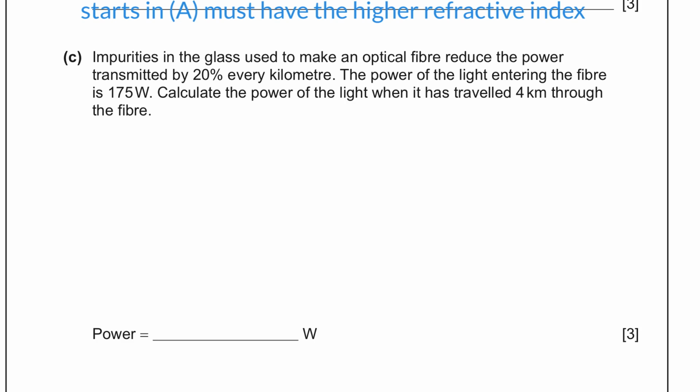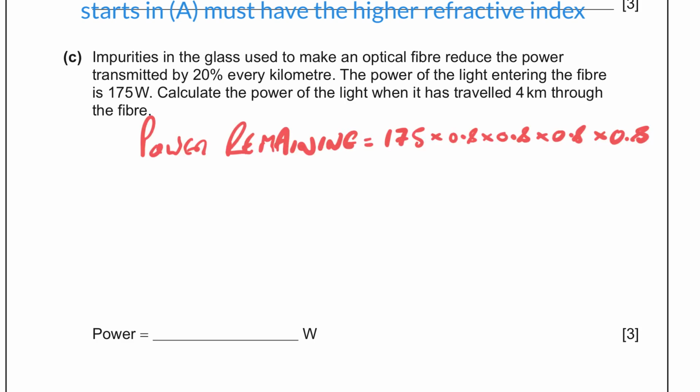So 20% lost is like 80% remaining. So for each kilometre, you're going to have a factor of 0.8 remaining each time, and it's probably easier to do it that way rather than subtracting 0.2 and then subtracting another 0.2, because if you keep the 0.8 and just multiply by that factor 4 times, that should give you what you're left with.